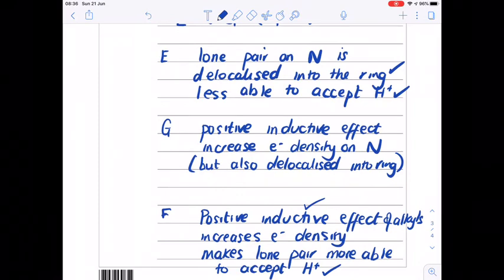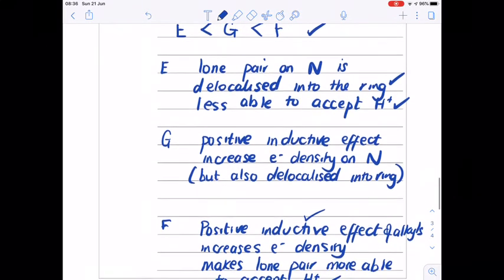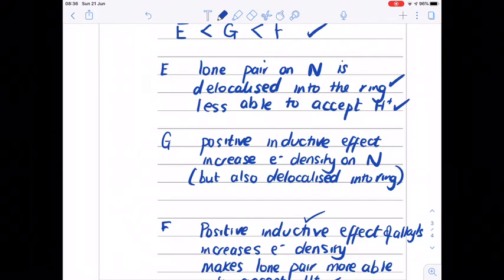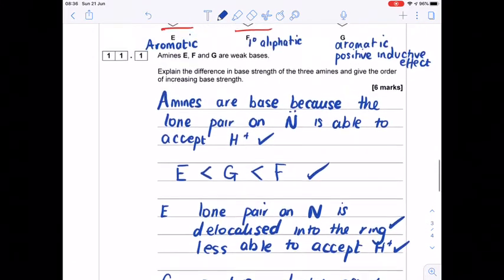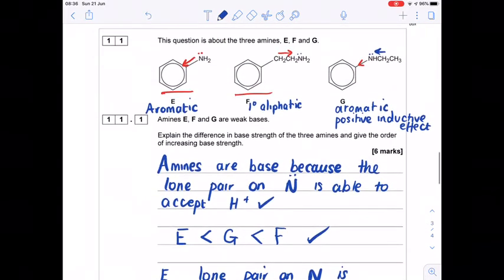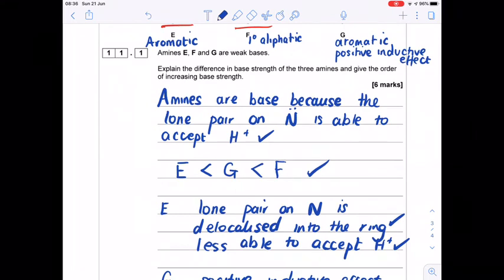You could have grouped F and G, both have the positive inductive effect, E and G both have the delocalized. So there weren't exactly 6 separate things to say, quite maybe where you would have thought you would have got the marks, because you're repeating yourself on positive inductive effect and you're repeating yourself on delocalized into the ring. But that is why we've come up with that order. So normally when students answer this question, they got all the marks except for the very first one. They forgot to explain why amines are bases.